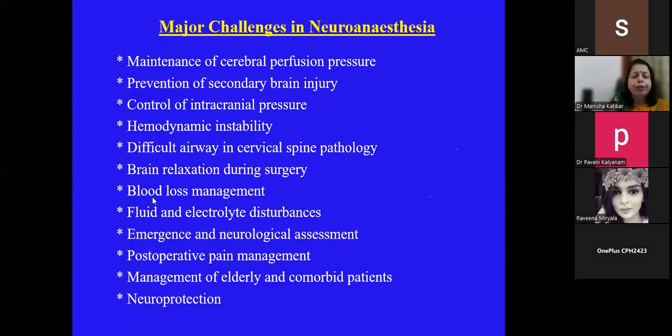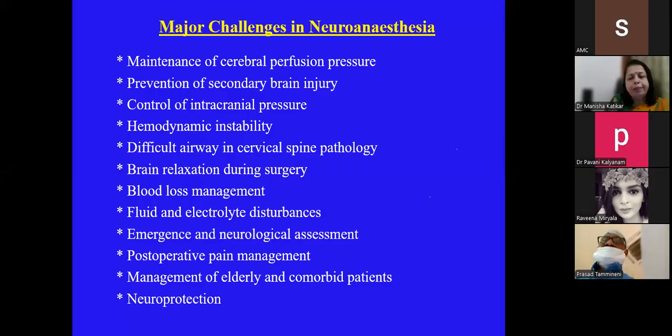With a vascular tumor, we have to be prepared for blood loss management. Then fluid and electrolyte disturbances can occur because these patients are on diuretics and anti-edema measures like mannitol, so we need to take care of them. We need the patient awake at the end of the surgery to assess their neurological status, so we want a rapid recovery. We need to control their pain post-operatively.